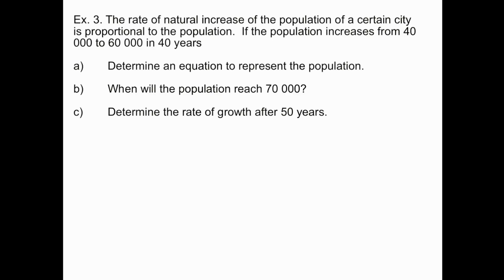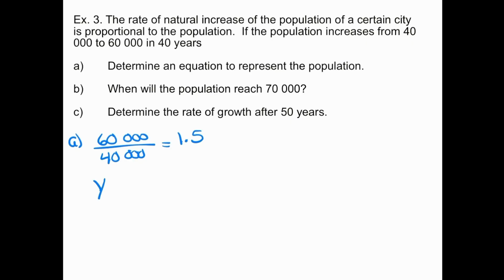So let's take a look. Let's determine an equation. That's always the first step. So this is part A. We know that the initial population is 40,000. It goes up to 60,000 in 40 years. So what's that ratio? By what factor did it grow? So if we have 60,000, we want to find the ratio, 60,000 over 40,000. Well, it's growing at a rate of 1.5.